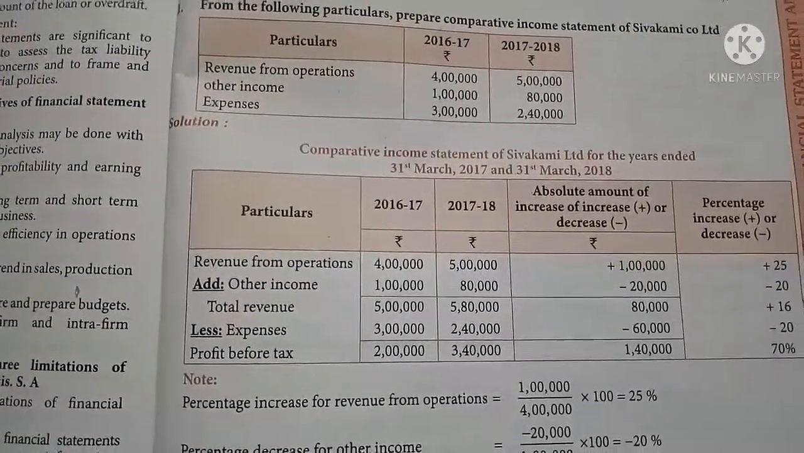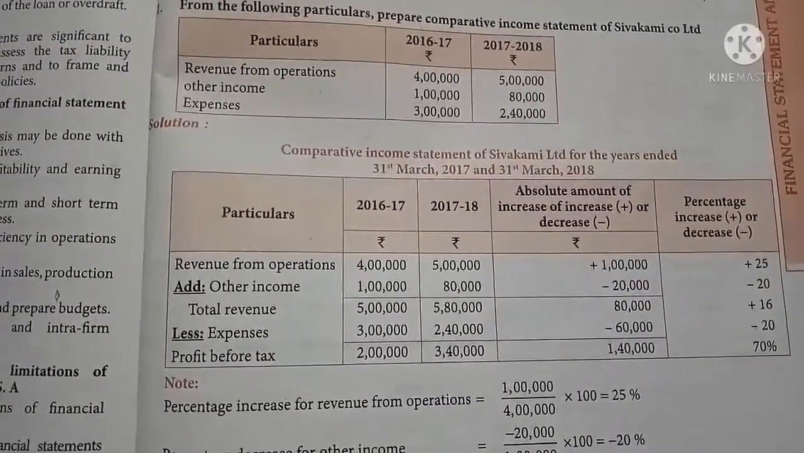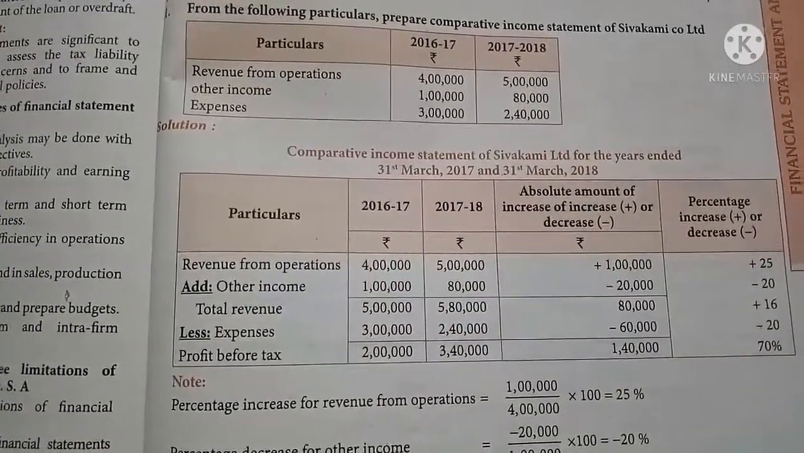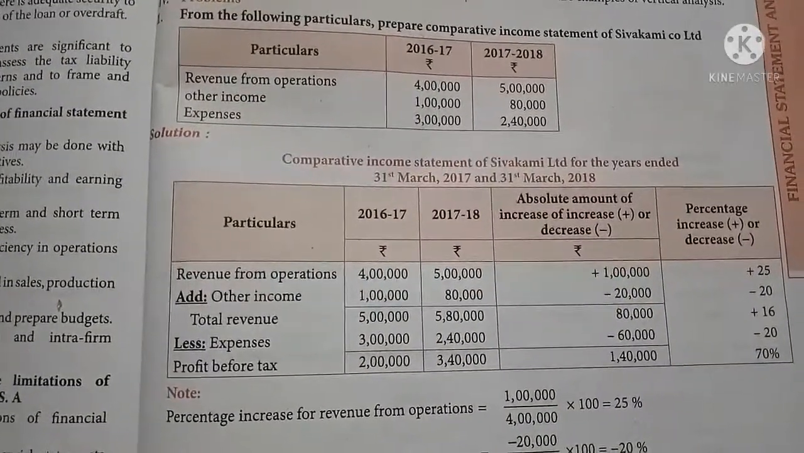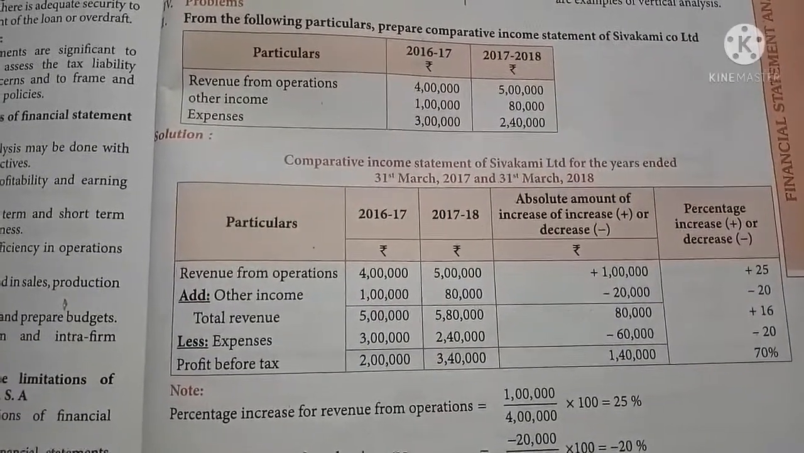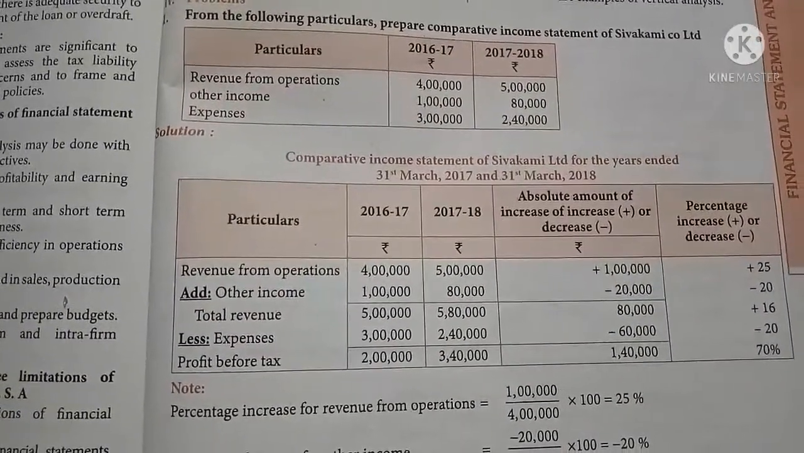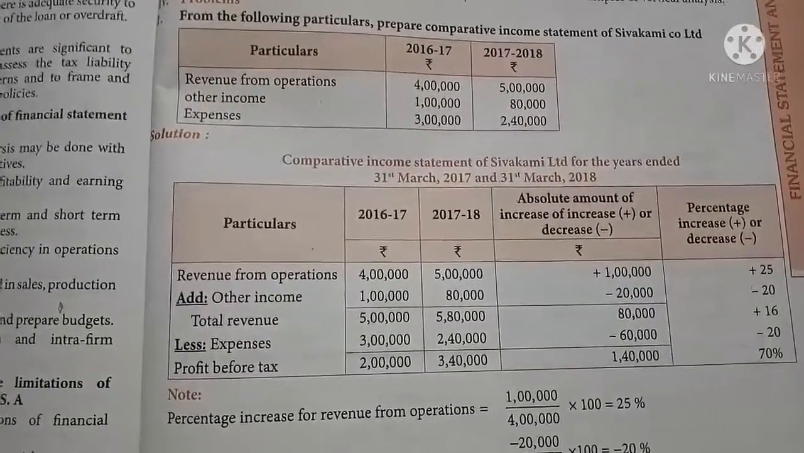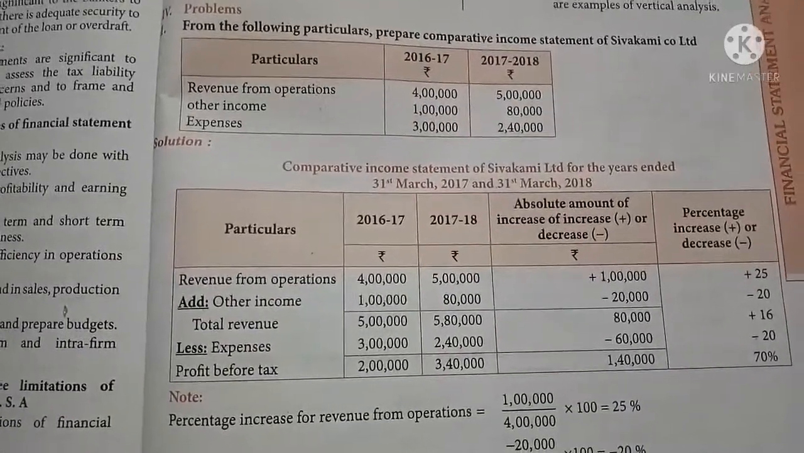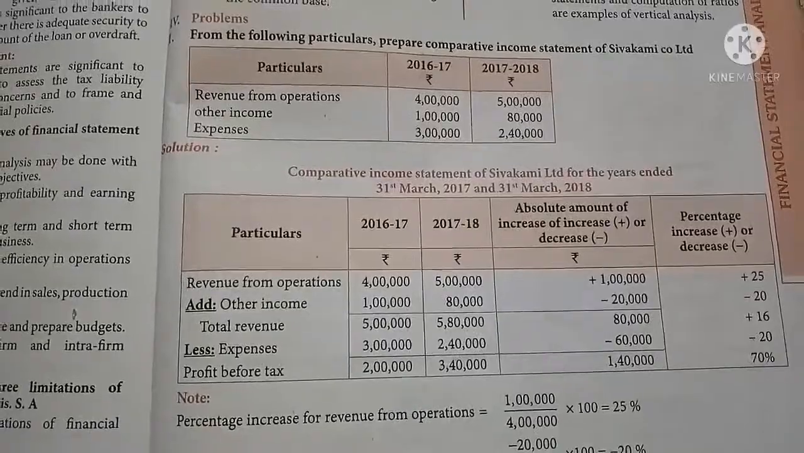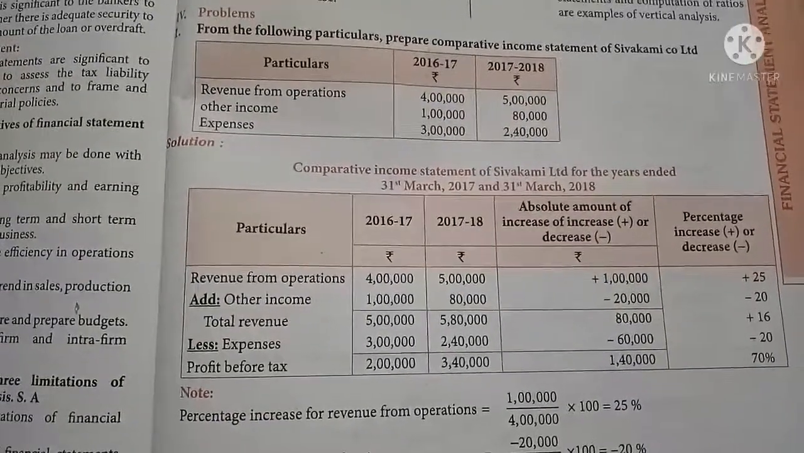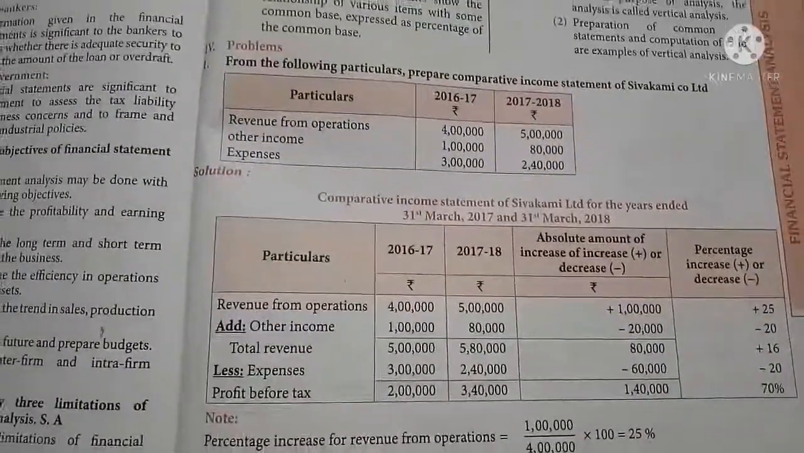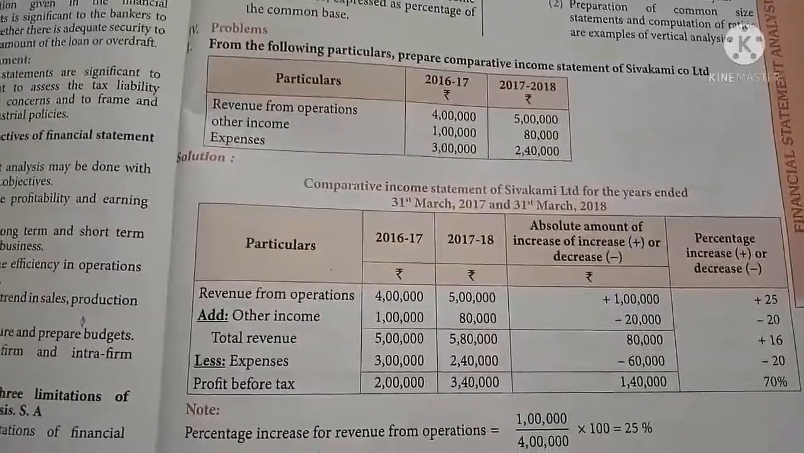Then add other income. It is given in the sum itself. First year amount is 1 lakh, second year amount is 80,000. Compare the second year amount to the first year amount. It decreases; the decrease amount is 20,000. So write minus 20,000. Next, find the percentage: 20,000 by 1 lakh into 100, that is 20 percent, minus 20. Whatever sign comes, write the percentage with the same sign: if plus, write plus; if minus, write minus in the percentage column.